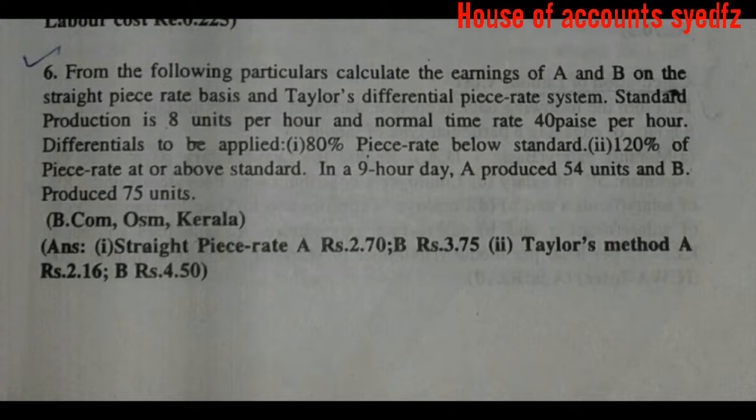Okay, so first, 120% applies if production is more than 100% of standard, that is, overproduction. If below standard is produced, he will only get 80%. In this video we are going to see question number 6.